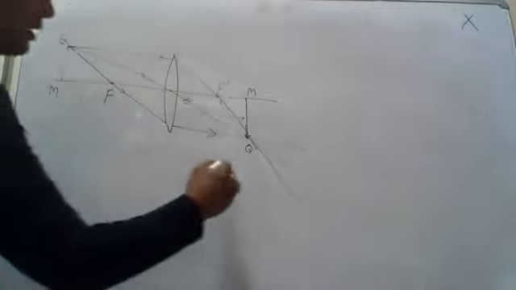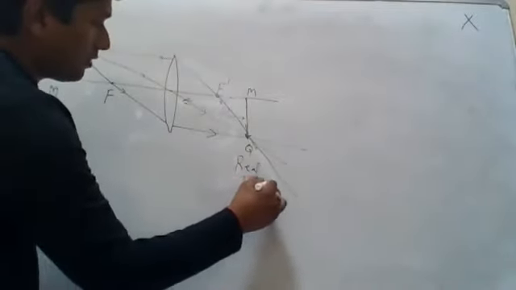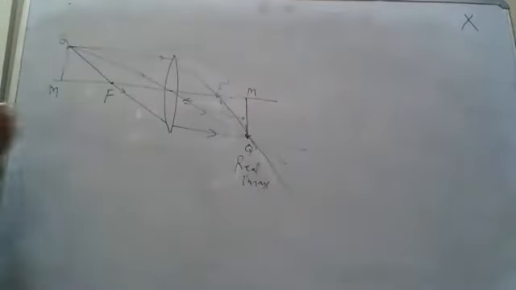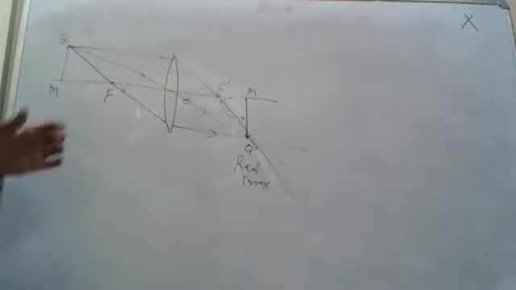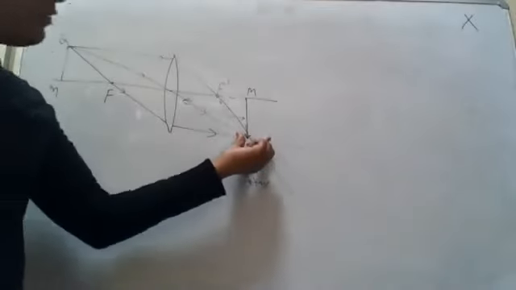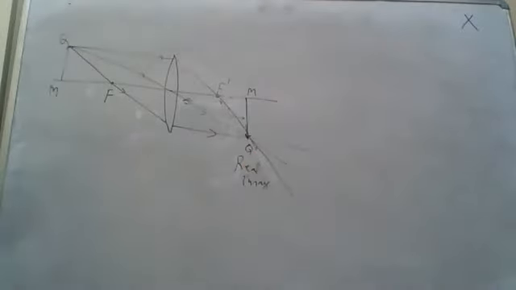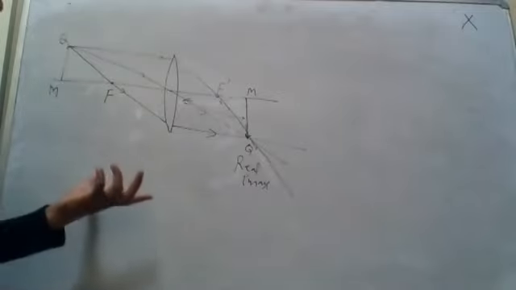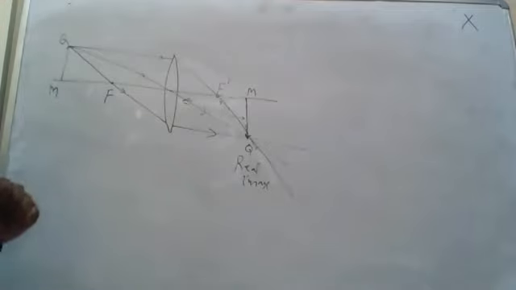And this image is the real image we are getting. Further, if we move this object MQ towards the primary focal point, what happens to the image? The image will be further away, it will also move away from the secondary focal point, and it becomes larger in size. That is the magnified image. So if you want to see the magnified image, the object should be closer to the focal length.